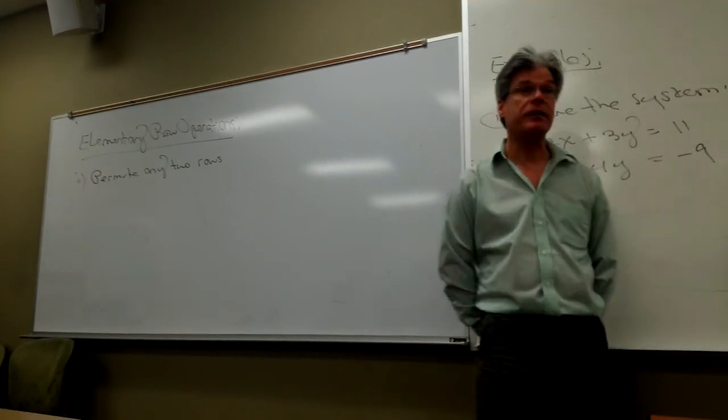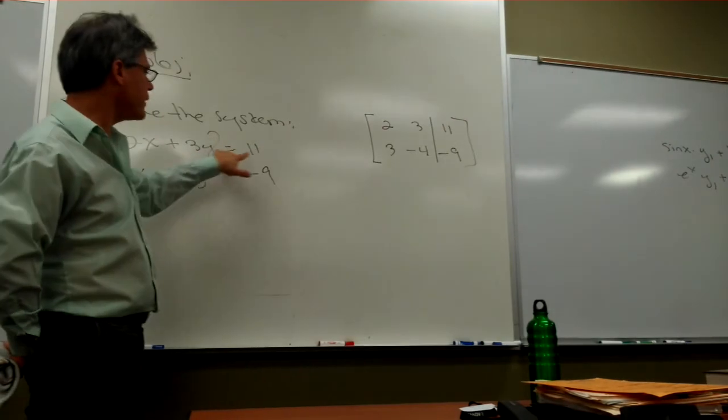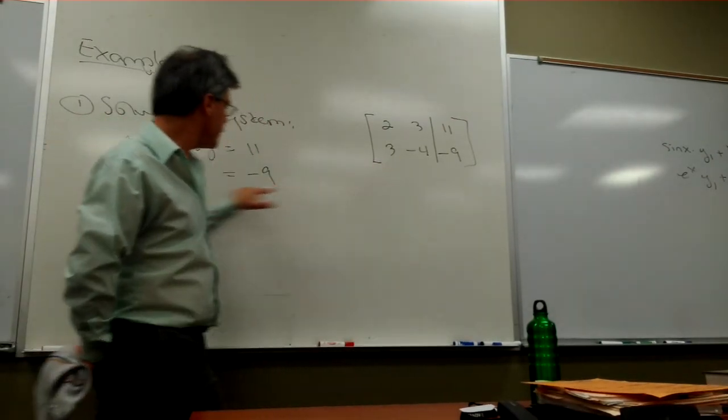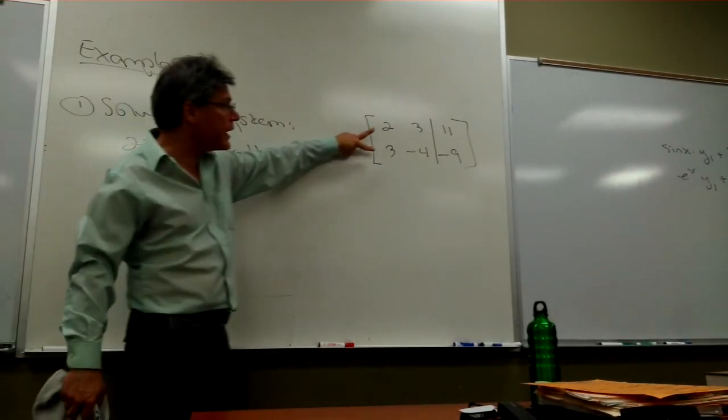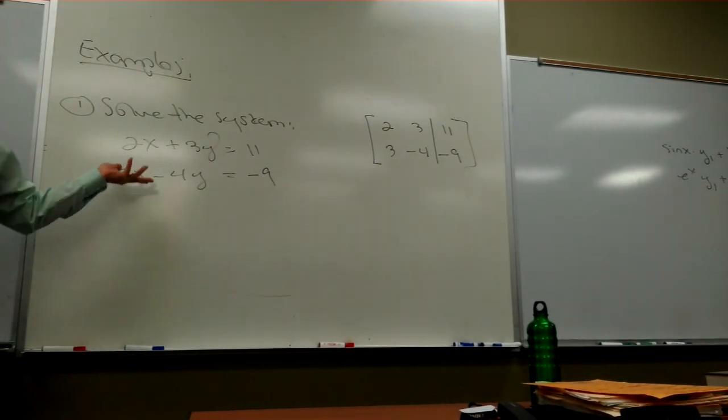Now, the reason why this is legal is because check out this very first row. It's just representing that equation. The second row represents this equation. And in permuting any 2 rows, it just simply means I'm listing the equations in a different order. That's not going to affect the solution.